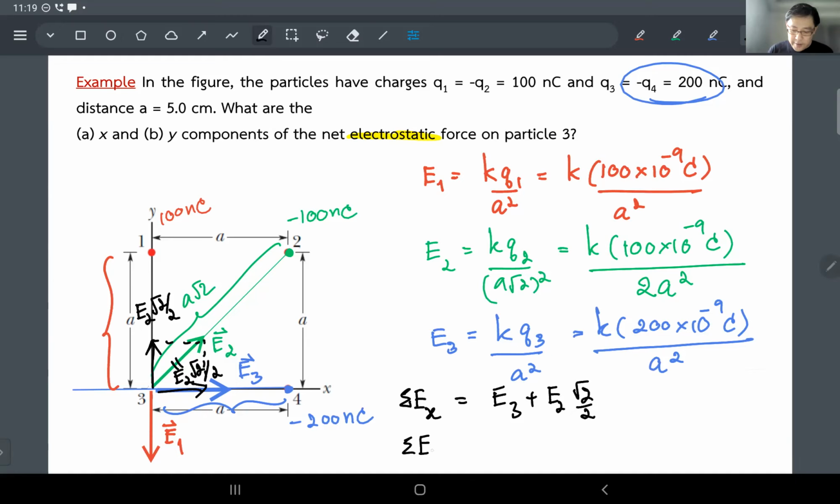Sigma EY, the net electric field along the y-axis. Now you can see that the E2 component that's pointing up, that's good. Let's say up is your positive. That's the common direction that you already picked. So you have the positive E2 pointing up, E2 root 2 over 2. That's the up component of the E2. And then E1 is actually pointing down.